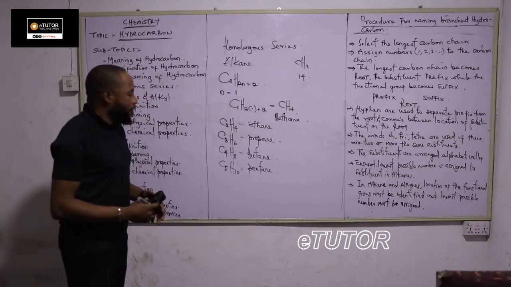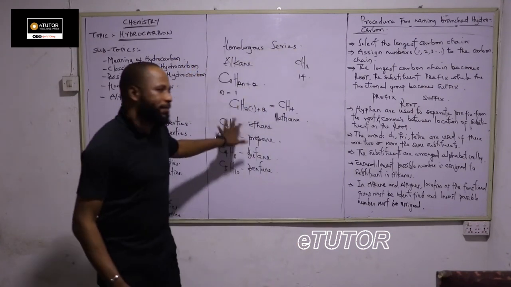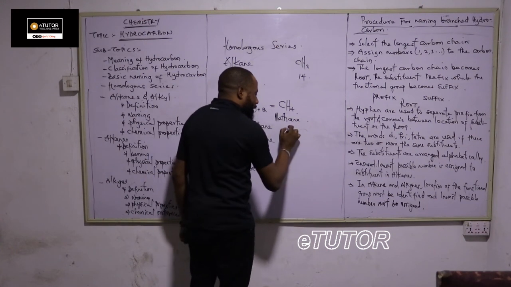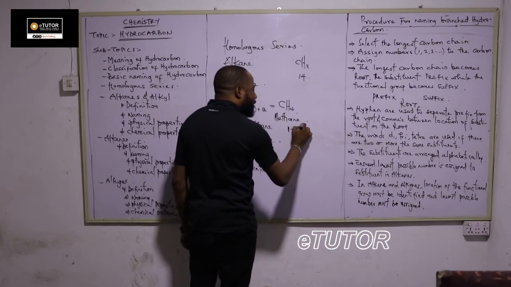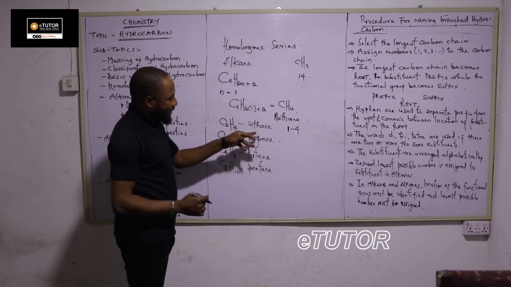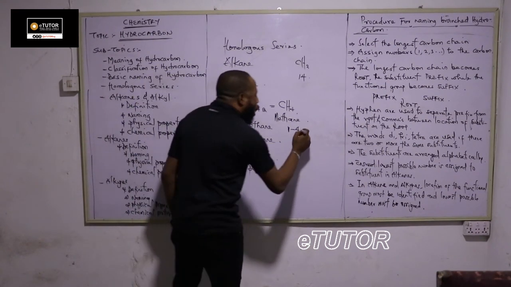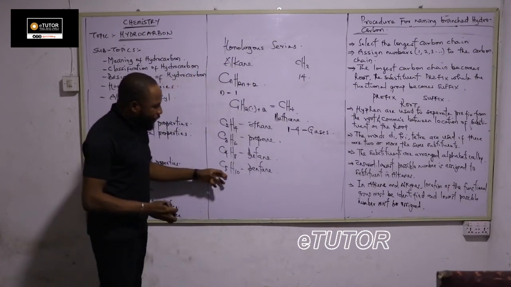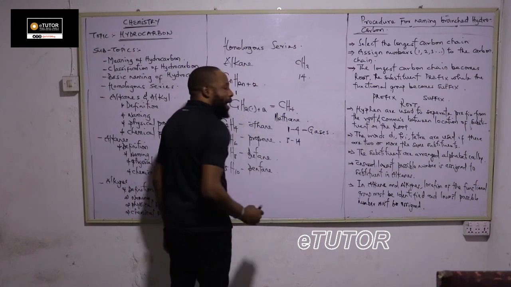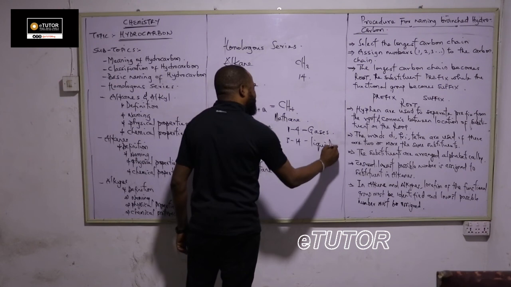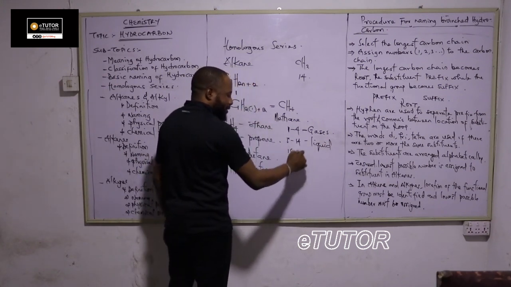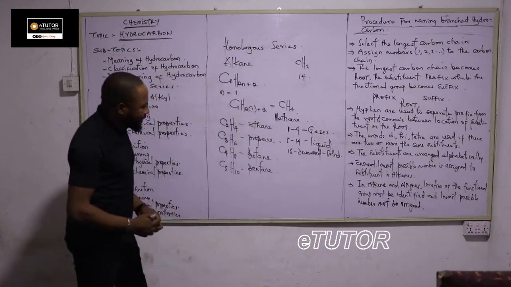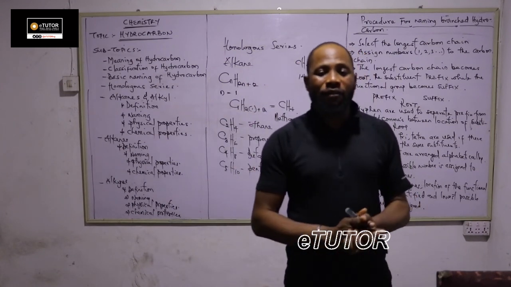Now let's look at the physical properties of alkane family. Number 1, the first member of alkane family to the fourth member of alkane family, that is the methane, the ethane, the propane, and the butane, are all gases at room temperature. The fifth member to 14th member are liquid at room temperature. The 15th member downward are solid at room temperature. This is the number one physical property of alkane family.